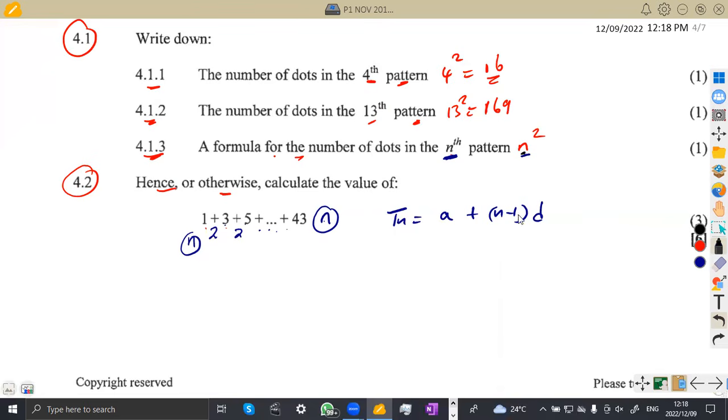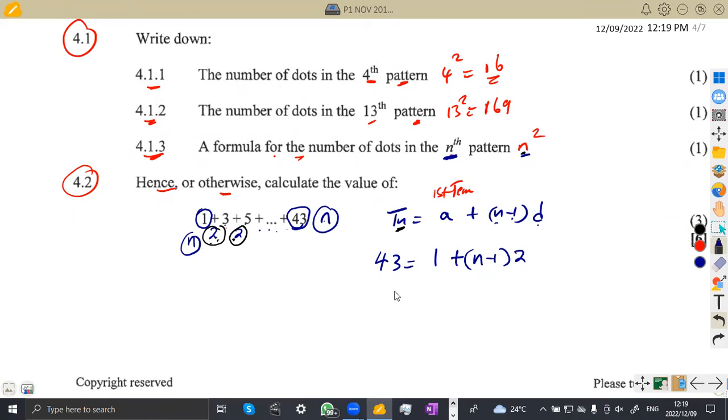So to find n, we are going to substitute all the information that we have. Tn represents the last term that we have, and in this case, our last term is 43. So we are going to write 43 is equal to a. Remember, a is the first term, and the first term here is 1. So it's equal to 1 plus (n minus 1). We need to find n, so we do not know the value of n. How many terms are here? We do not know. d is the common difference, the one that made us use this formula in the first place, which is the 2. So that is our d, which is 2.